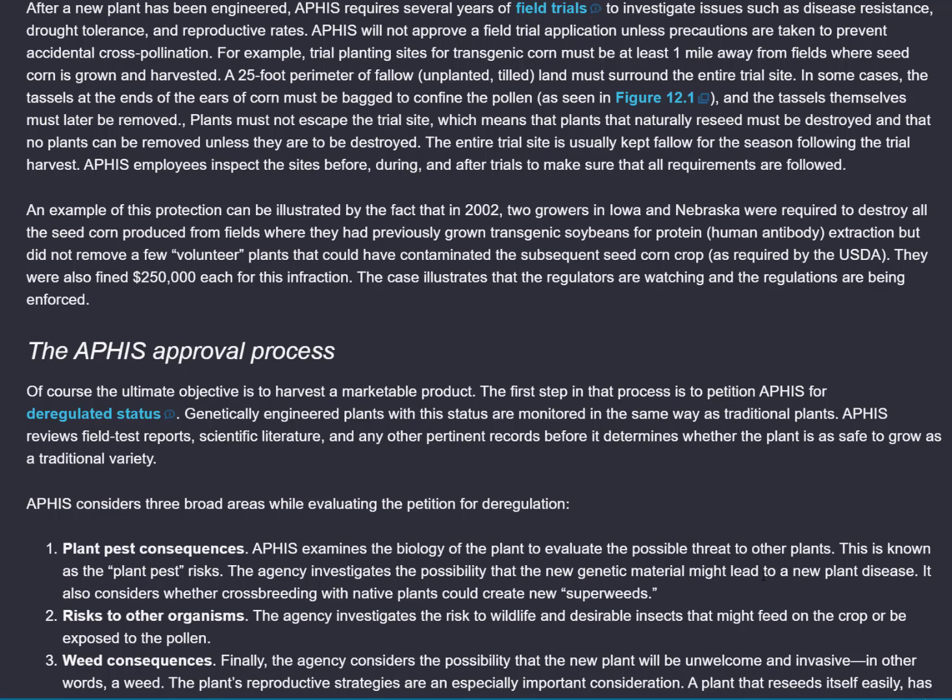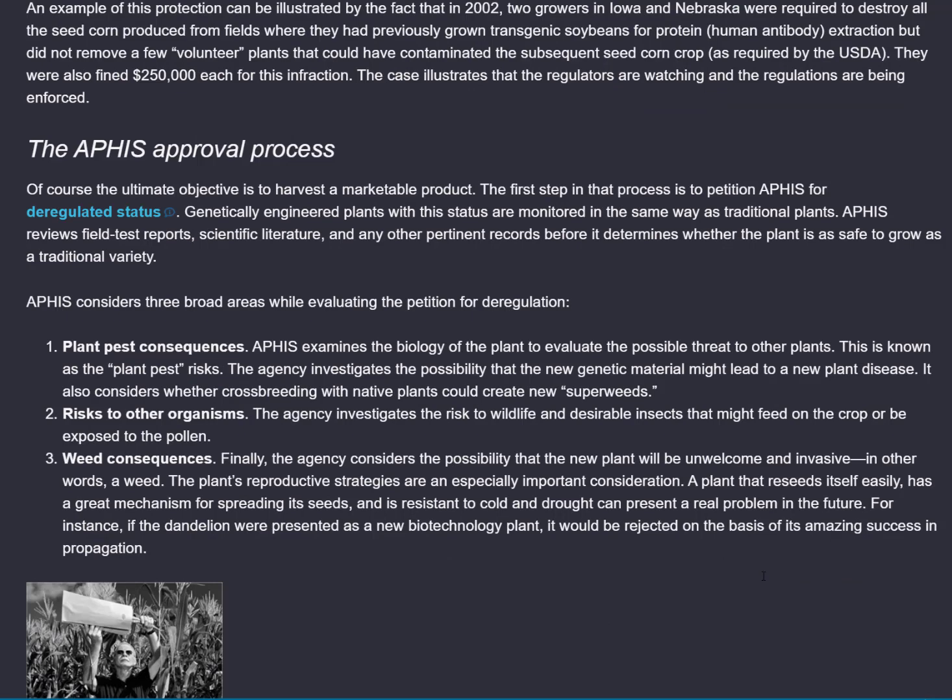Plants must not escape the trial site, which means that plants that naturally reseed must be destroyed and that no plants can be removed unless they are to be destroyed. The entire trial site is usually kept fallow for the season following the trial harvest. APHIS employees inspect the sites before, during, and after trials to make sure that all requirements are followed. An example of this protection can be illustrated by the fact that in 2002, 2 growers in Iowa and Nebraska were required to destroy all the seed corn produced from fields where they had previously grown transgenic soybeans for protein, human antibody, extraction, but did not remove a few volunteer plants that could have contaminated the subsequent seed corn crop, as required by the USDA.